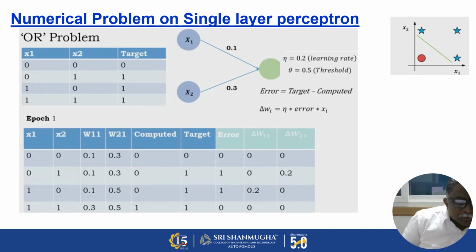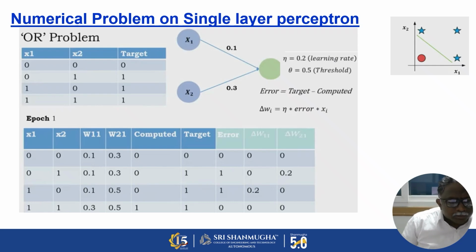So the corresponding weights we have fixed are 0.1, 0.1 and 0.3, and that is the initial one, and the learning rate is going to be 0.2, and the threshold value is 0.5. Error can be calculated based on the target and computed output, and here we use the perceptron learning rule to update the weights. You can look at our previous lecture on single layer perceptron, where we discussed it a lot.